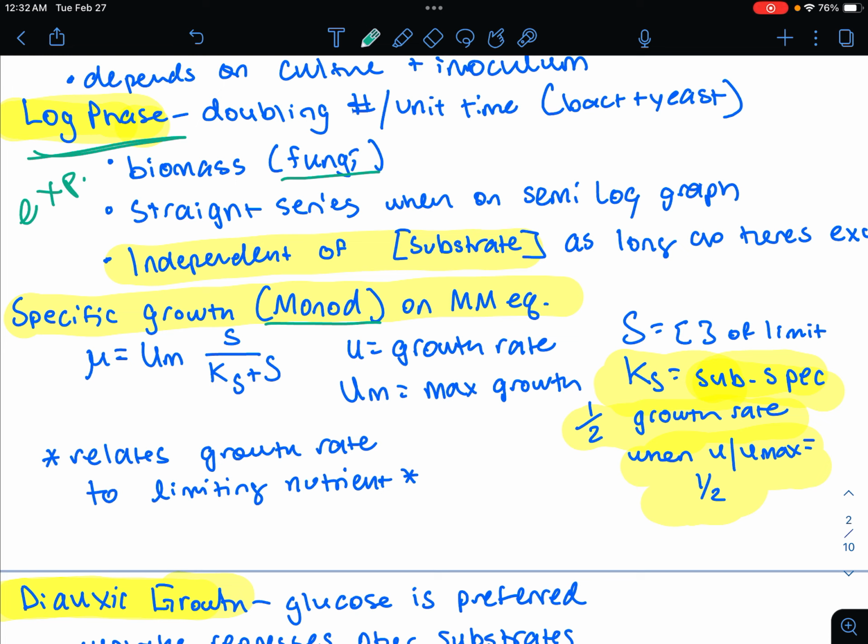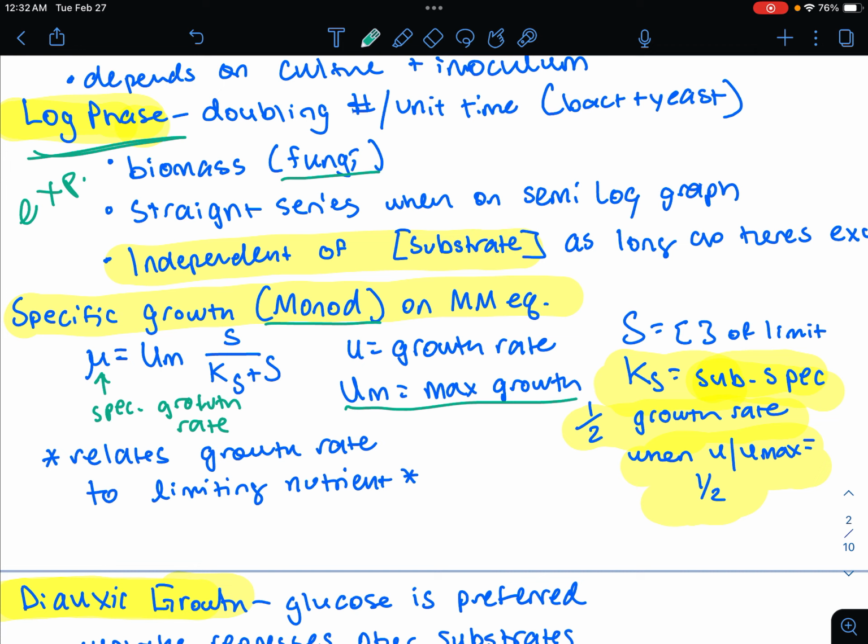Okay, so let's break down all of those variables. So this first μ here, I think that's a mu. I can't remember my Greek alphabet, but it's that u that has like a long pair of tails. So that is going to be the specific growth rate of the microorganism. μmax is going to be the max growth rate. S is going to be the concentration of the limiting substrate for growth. Ks is also known as the substrate-specific growth rate.